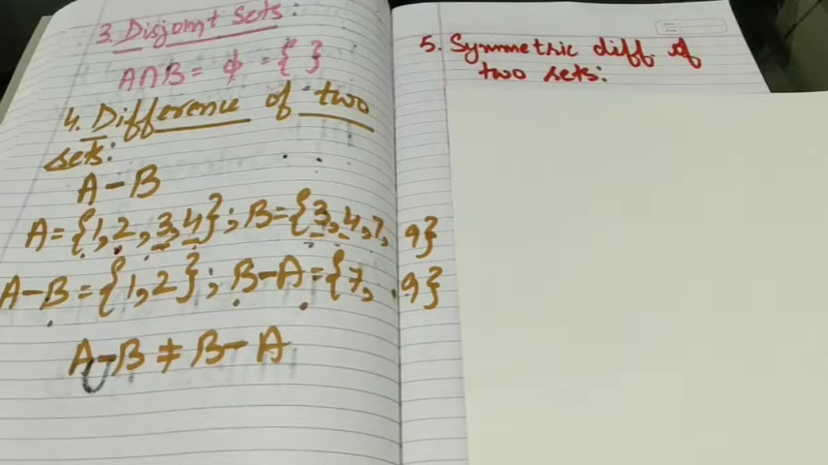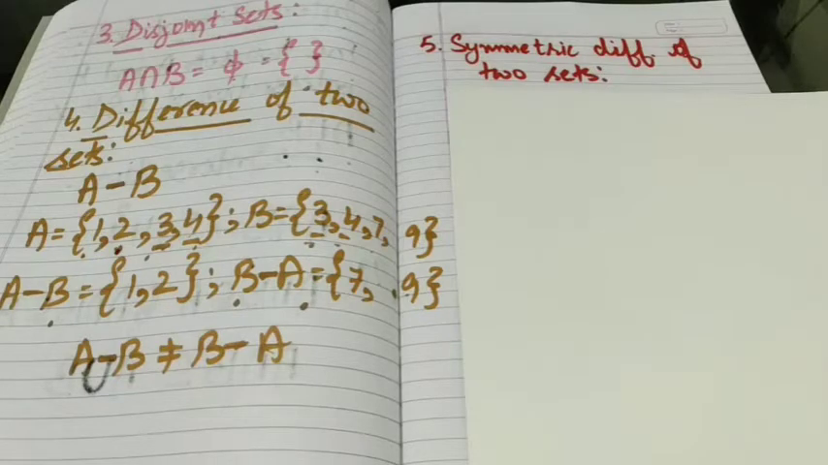Till now we are done with operations on sets. Under the operations in sets, we have done union of sets, we have done intersection of sets. Then after we studied disjoint sets, we have discussed about the difference of two sets. And now the next concept is symmetric difference of two sets.